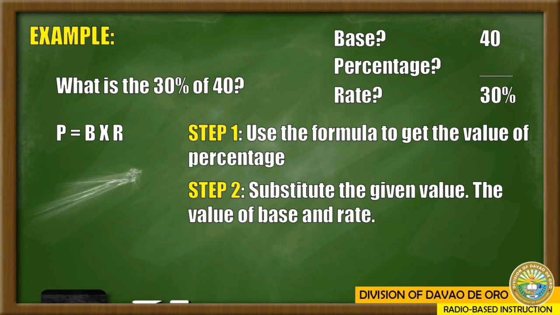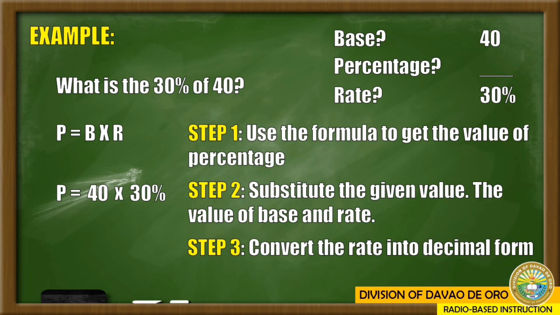Step 2. Substitute the given value, which is the value of base and rate. So percentage is equal to, what is our base? Very good, 40. Times, what is our rate? Very good, 30%. Good job. Step 3. Convert the rate into decimal form. So we are done showing you how to convert the rate into decimal form.